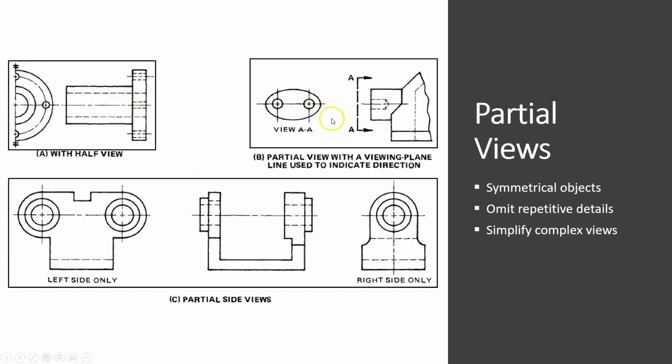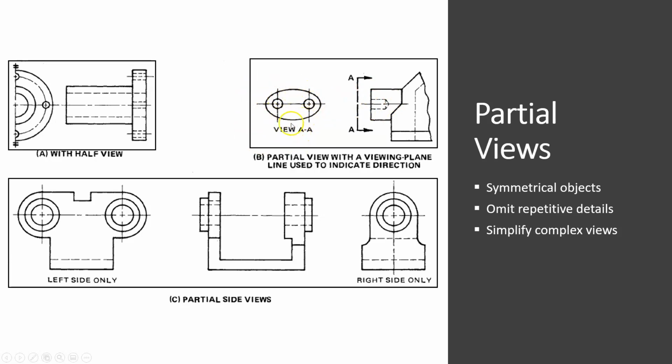In the example just to the right of that, we're using a partial view, and actually this is what's called a viewing plane. So these arrows and this line right here, this thick broken line with the AA on either side, this is called a viewing plane. And it basically says to the person reading the drawing, hey, I'm viewing this object right here from this direction. And then this is the view that I see.